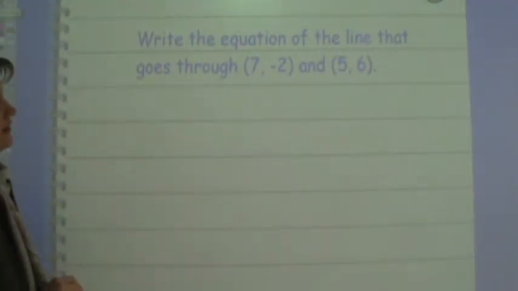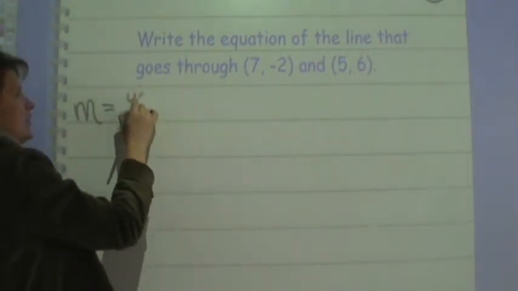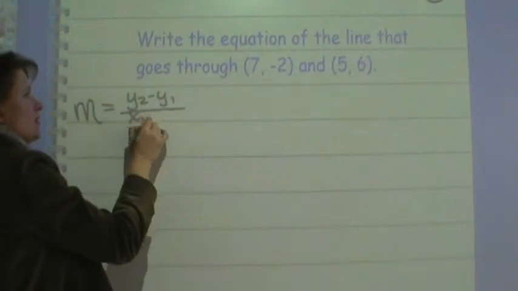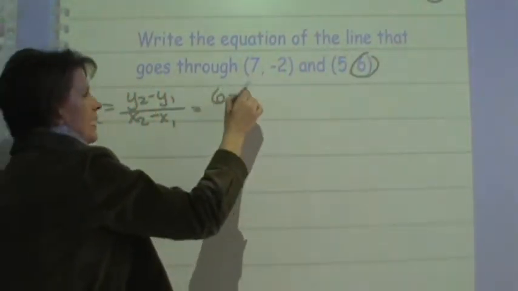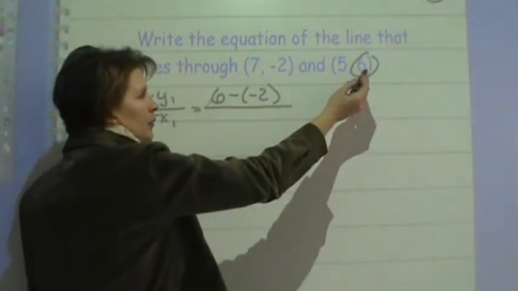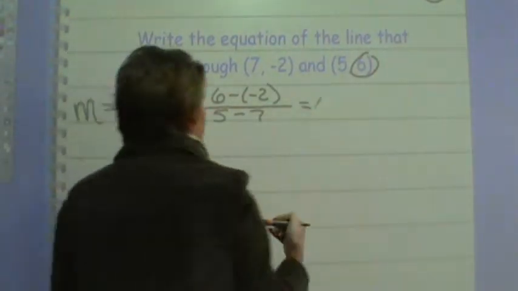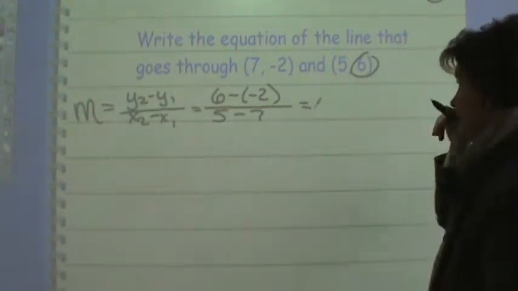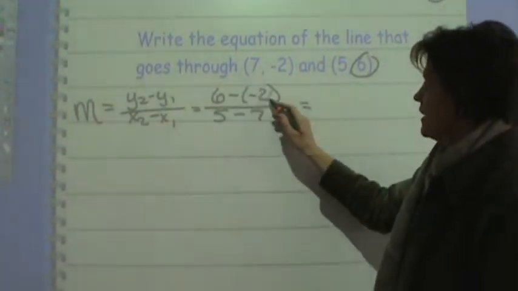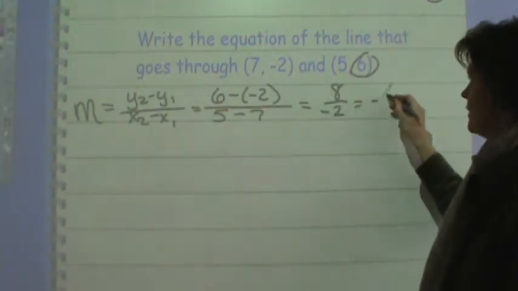Okay, let's try another one. We have (7, -2) and (5, 6). All right, so we're going to start with the slope. So let's go y2 minus y1 over x2 minus x1. So if I take 6 minus negative 2, if I start with 6, then I have to start with 5. Otherwise, your signs are going to be off. Make sure your y is on top, x is on the bottom, or your slope's going to be inverse. 6 minus negative 2 is 8, and 5 minus 7 is negative 2. Well, that's just negative 4.